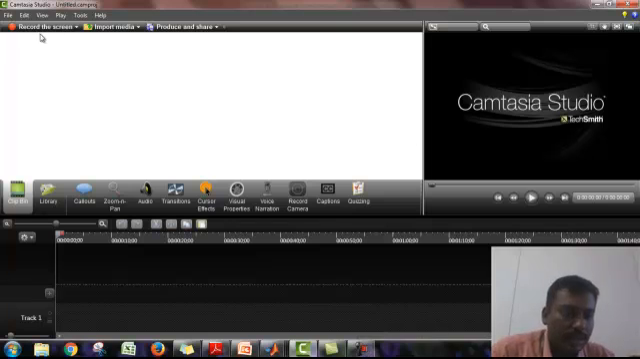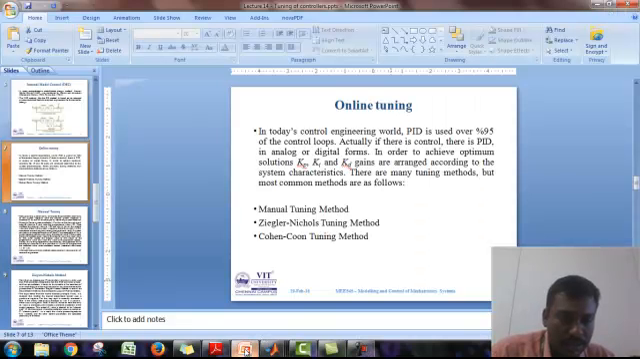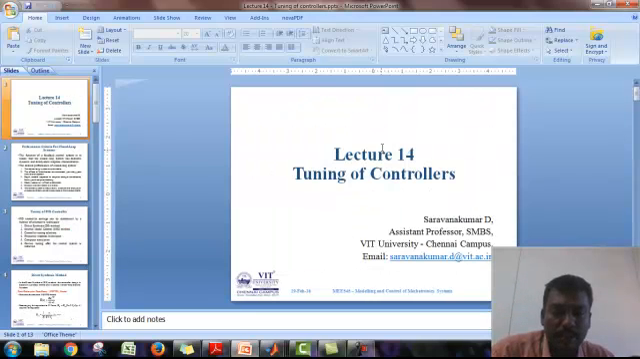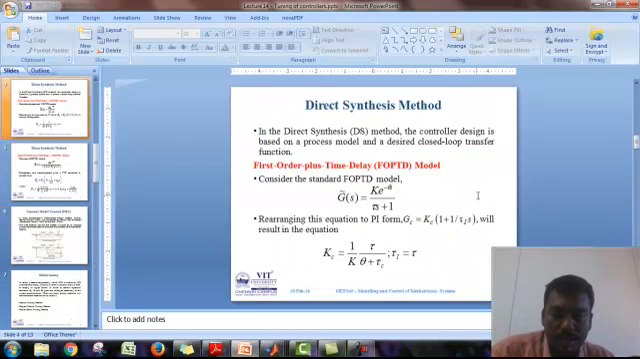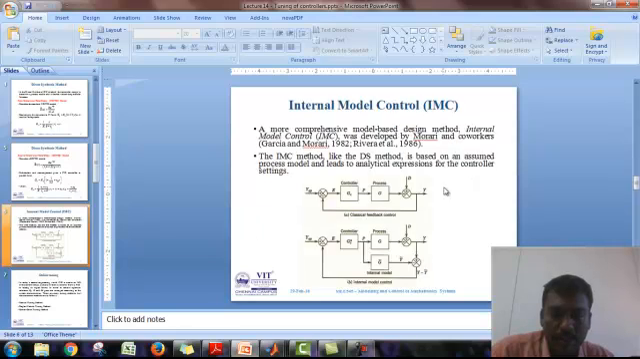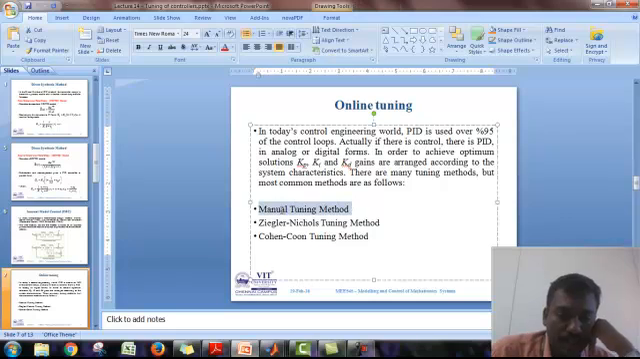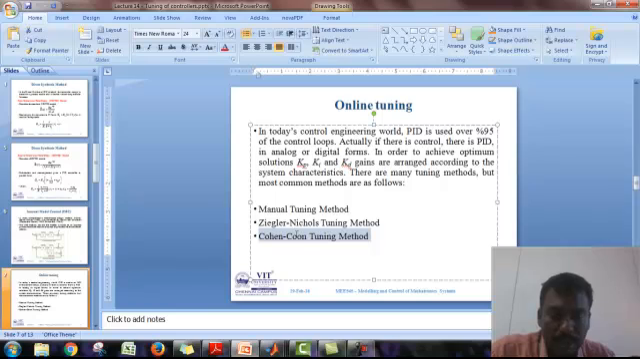Okay, so today's class is about tuning of PID controllers, online tuning of controllers. We're going to see there are three online tuning methods: the manual tuning method, the Ziegler-Nichols tuning method, and the Cohen tuning method.